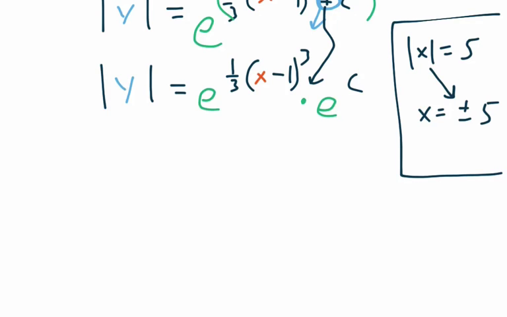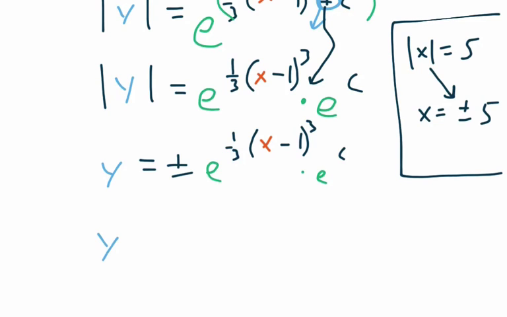That's it. So what we're going to do is say y equals plus or minus. I know, it's that simple. And all these years, you thought it was so complicated. But it's not. So it's just plus or minus e to the 1/3 x minus 1 cubed, times e to the c, which is still there. Okay, and now we're almost done.